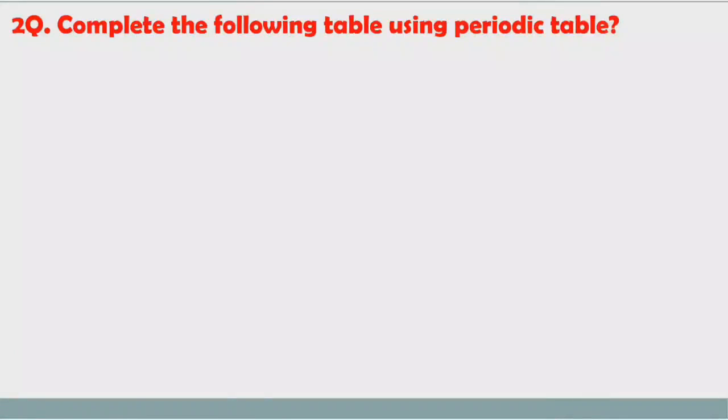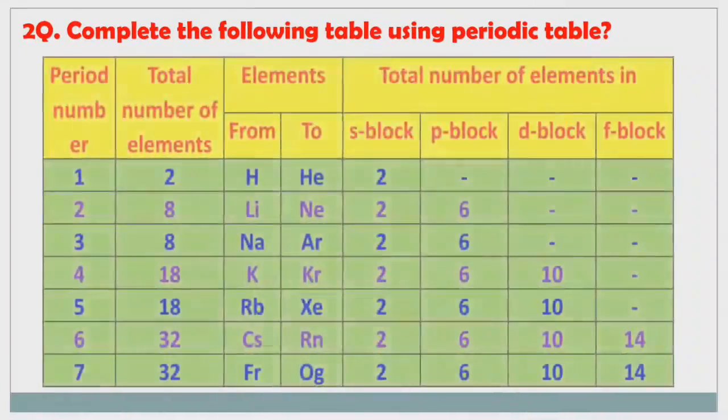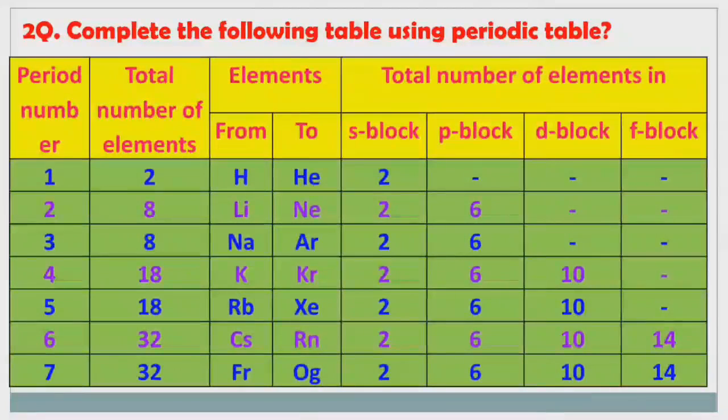Complete the following table using the periodic table. This is the textual question; here we are directly answering it. First period contains two elements, from hydrogen to helium. Those belong to s block elements. Here we have to remember one thing. Even though helium is placed in 0 group, its electronic configuration is 1s2. The differentiating electron enters into the s orbital. That's why helium also belongs to s block elements.